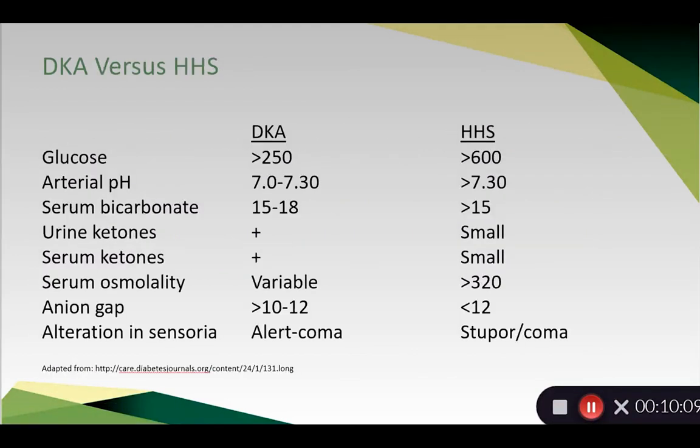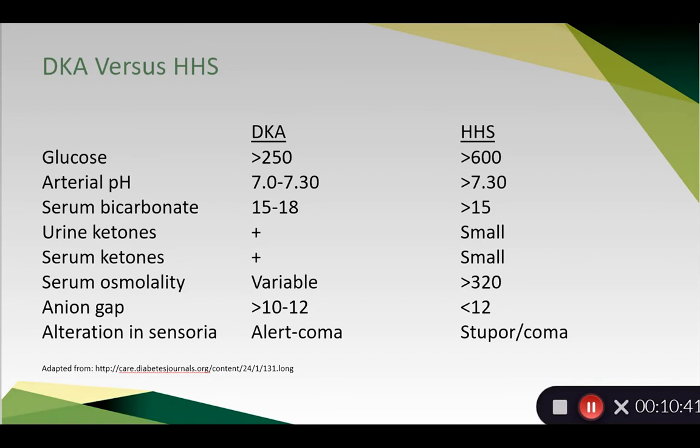All right, let's look at DKA versus the HHS. As we look at this, we look at the differentiating factors between the two, and those are listed on the left hand of the slide. Glucose is one. In DKA, you could have a blood sugar greater than 250. In HHS, they're usually and typically higher, sometimes greater than 600. Remember that there are varying states of DKA, and you could even have euglycemia or normal blood sugars still have DKA. That's why it's important to look at the other factors there.